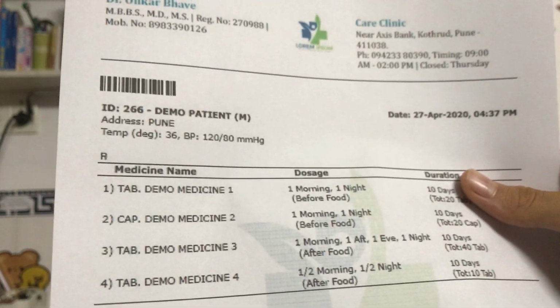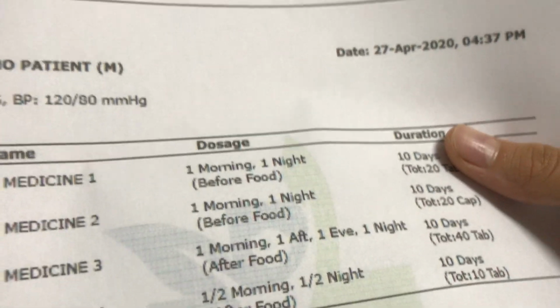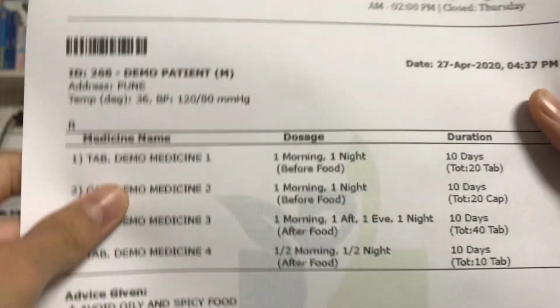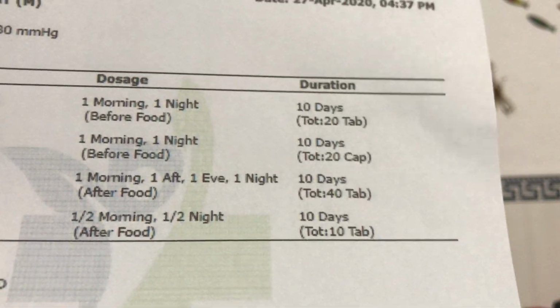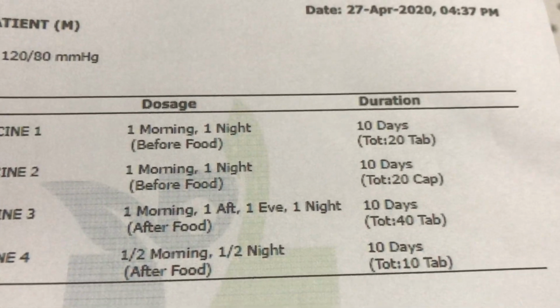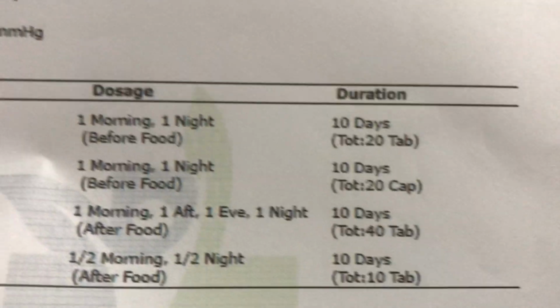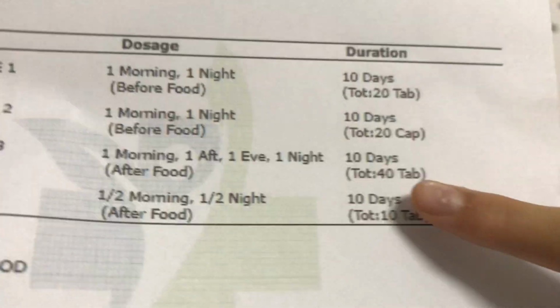drug names, and then the dosage will be 1 morning, 1 night before giving them food, and that is the dosage. What about the duration? Well, the duration could be 10 days for a total of 20 tabs. So if we divide that, each day we will have 2 tabs in total, and that will vary from each day.